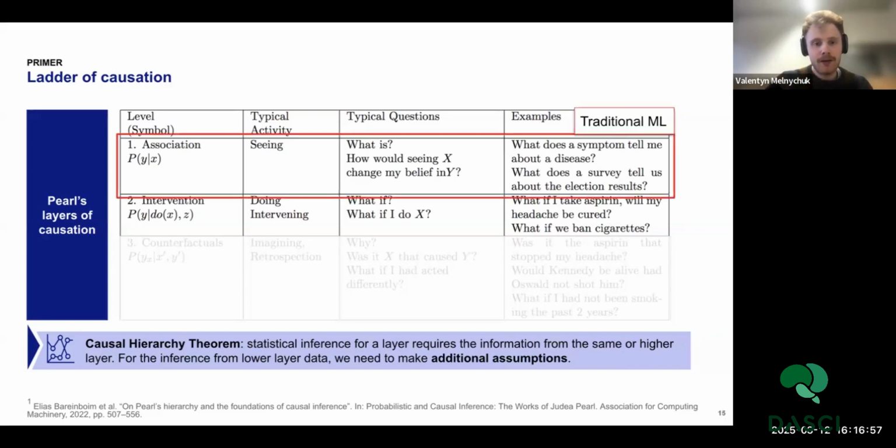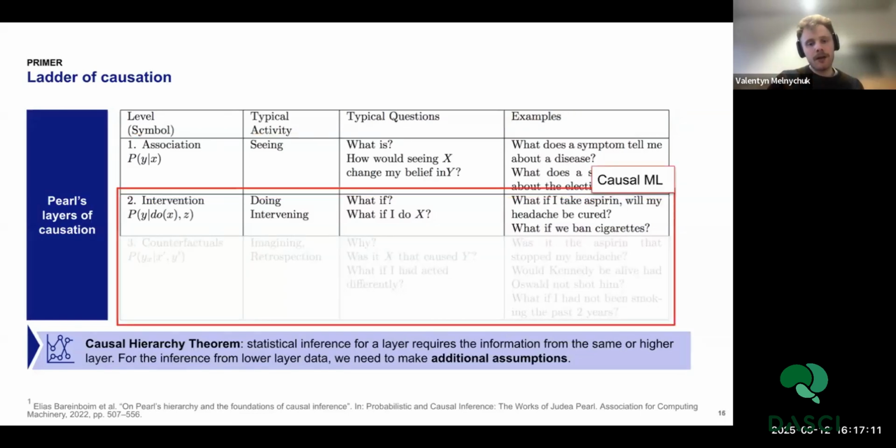And traditional machine learning basically only works on this associational level. So both the data and the questions that we ask are on the same level. And causal machine learning moves beyond that. Now we try to answer questions of what would happen if I actively prescribe you the drug, or what would happen if I apply some treatment plan to this patient in the future?